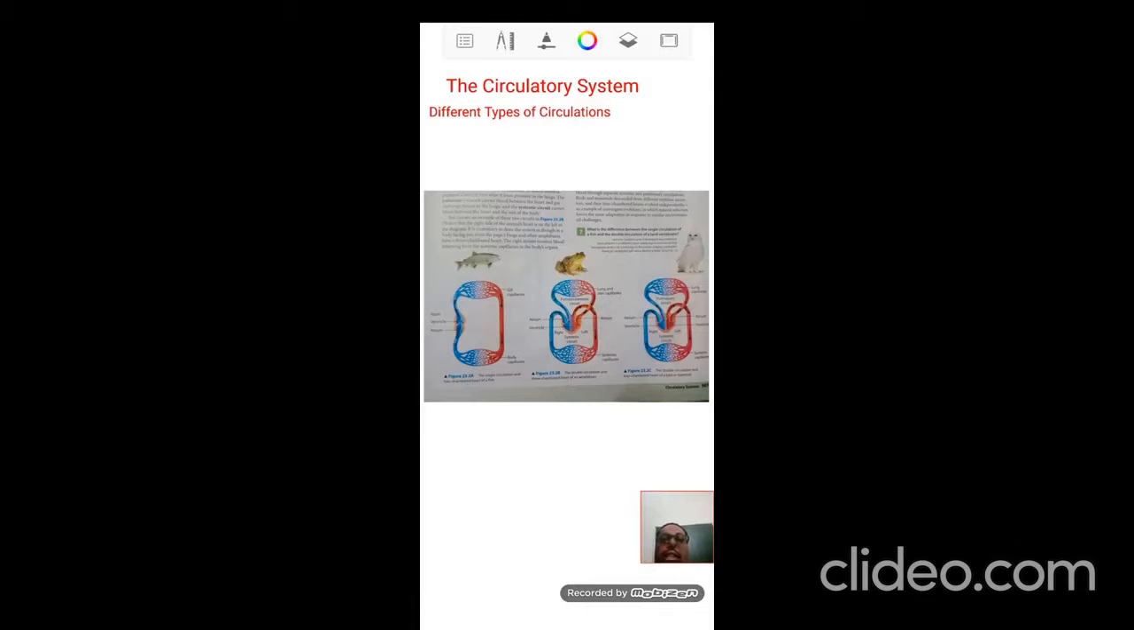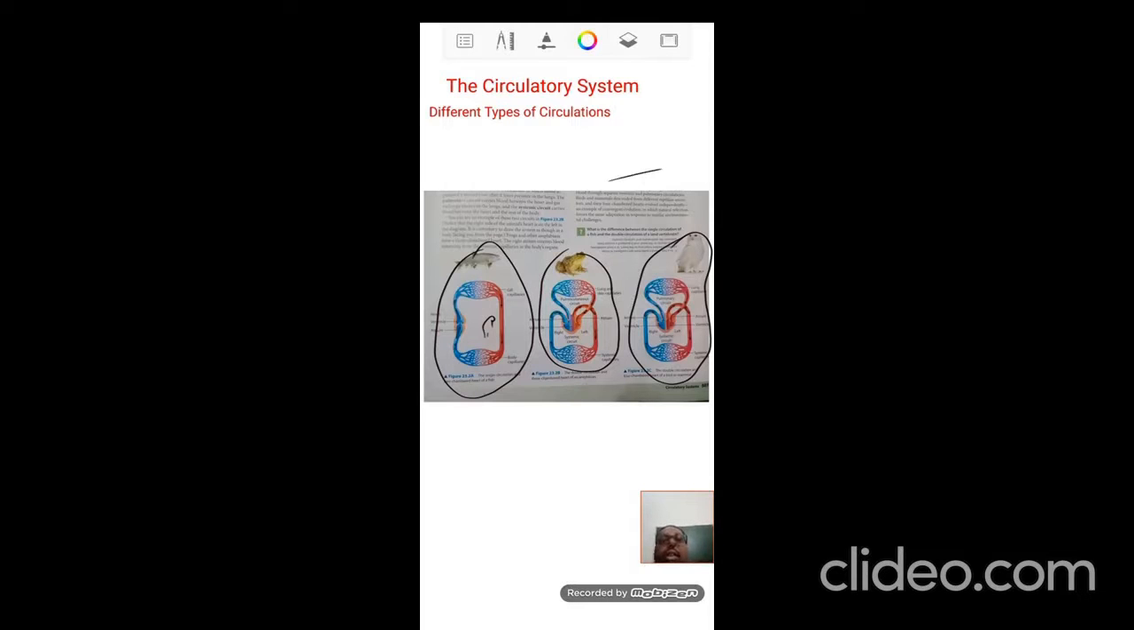One is known as the single circulation, which is mostly seen in fishes, with a two-chambered heart. Then there is the double circulation with a three-chambered heart, present in amphibians, and the double circulation with a four-chambered heart, present in birds, and the same thing is present in us also.